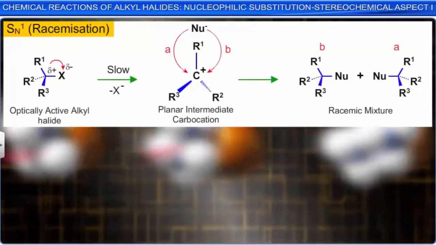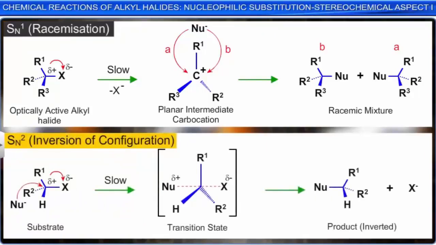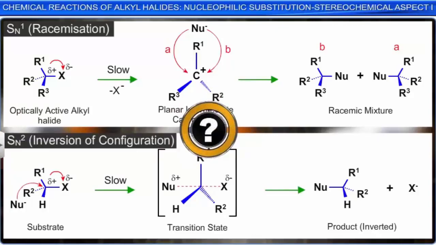Grignard reaction proceeds with a complete racemization, while an SN2 reaction proceeds with a complete inversion. Why?